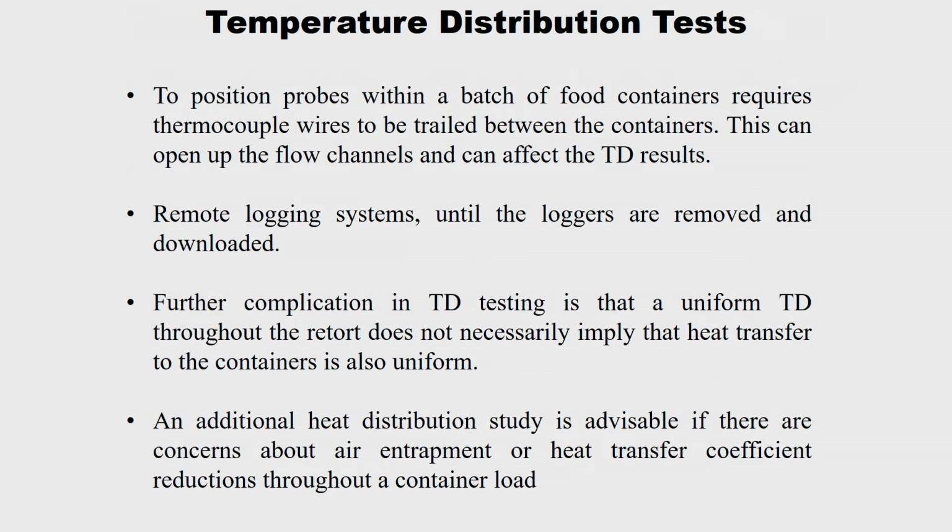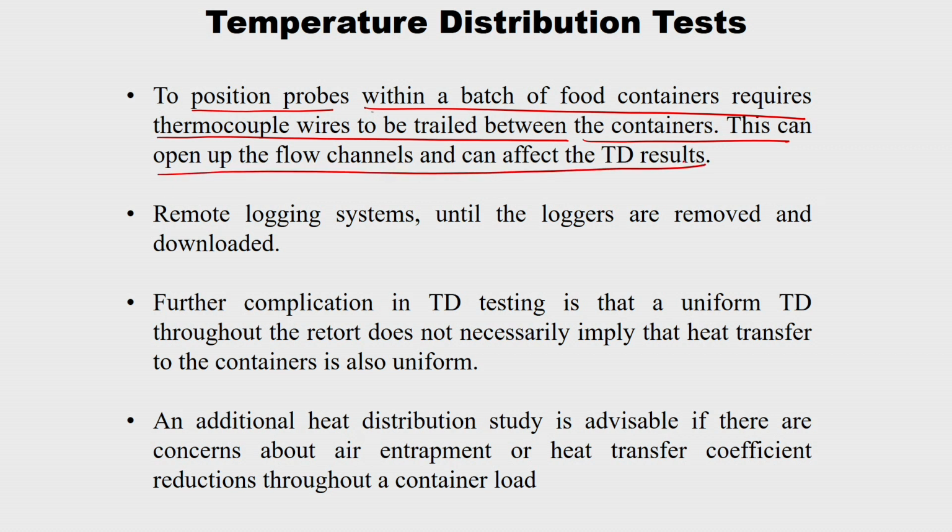For the TD test, or temperature distribution test, positioning the probes within the batch of food containers requires thermocouple wires to be trailed between the containers. This can open up the flow channels, which we have just seen. When you insert the thermocouple wire in between the containers, that may open up the flow channels. For that reason, instead of invasive temperature measurements, there is another type, which is a remote logging system. But with a remote logging system, the disadvantage is that unless your loggers are removed, you cannot see the time temperature values, right. So that is one of the disadvantages.